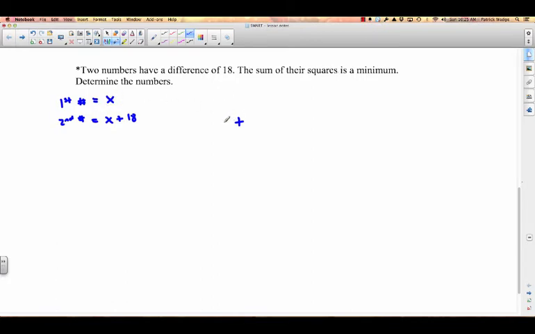So what's the square of x? X squared. What's the square of x plus 18? Not x squared plus 18 squared. That's not right. It's x plus 18 all squared. And whatever, we want that amount to be a minimum. So we're going to see all the possible amounts that this could give us, and we're going to figure out what will make it a minimum. So we're going to get y as small as possible.